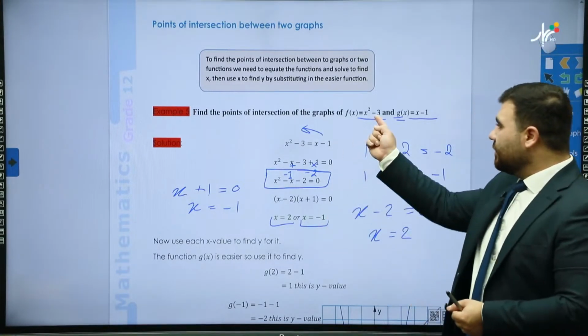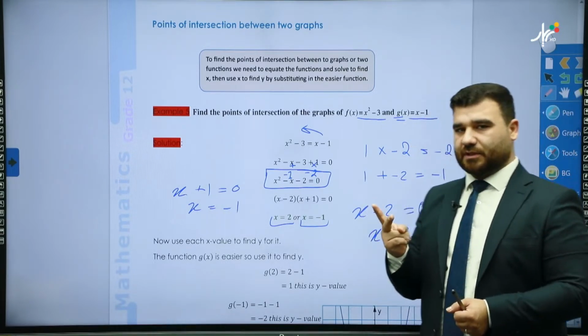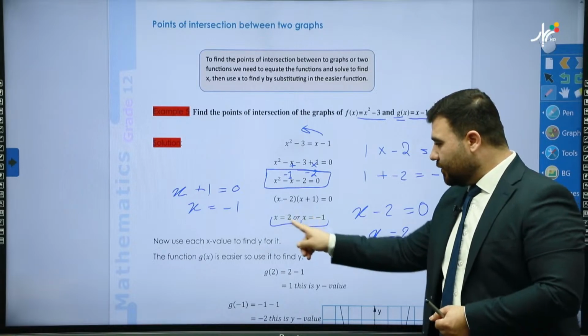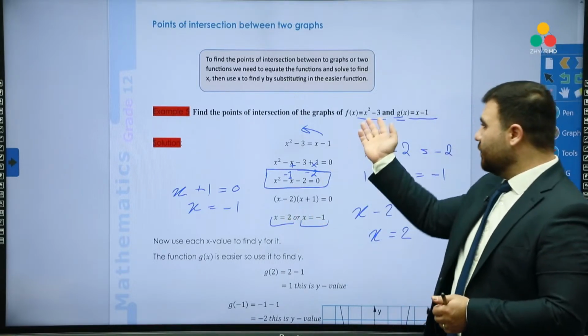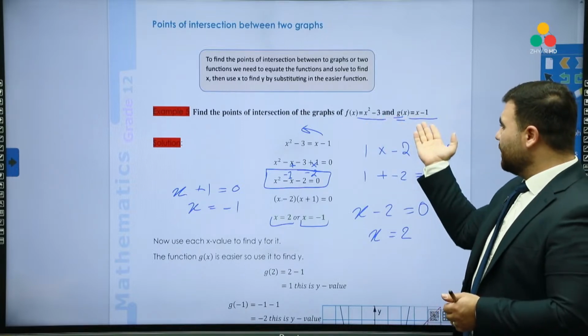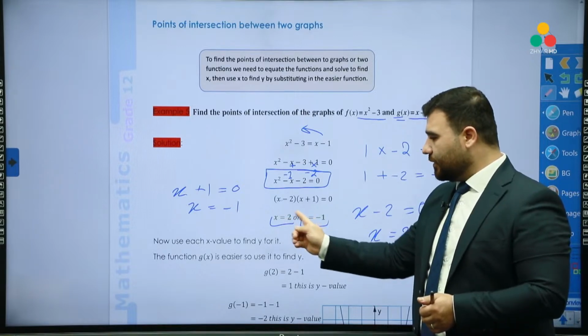This means this graph and this graph intersect at two different points. Now these are the x's. To make these points, we need to find y's for them. Look at the two functions. Which one is easier? G is easier. So I'm going to use G to find the y for each point.